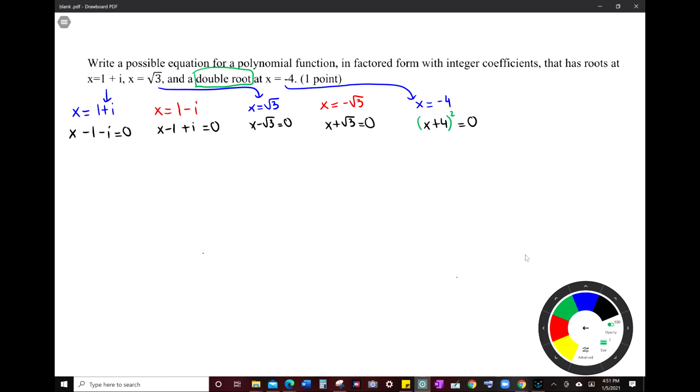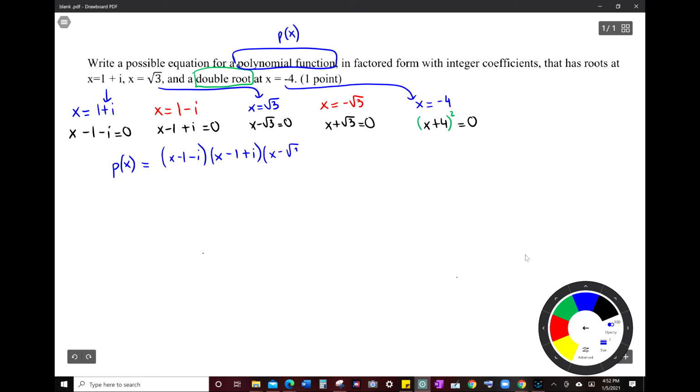So then the next step, I call my polynomial function p of x. Now I have all the roots in factor form, and I'll put all of them together. So what I have right now is p of x equals x minus 1 minus i times x minus 1 plus i times x minus square root 3 times x plus square root 3 times x plus 4 squared.